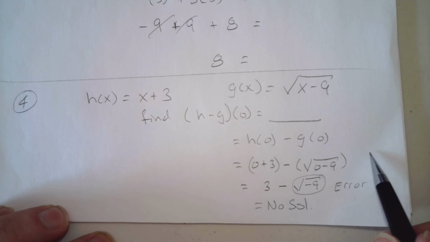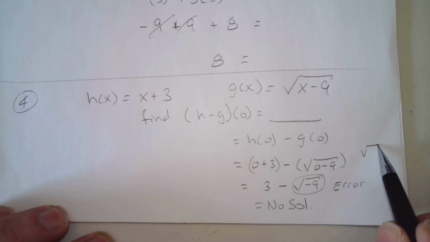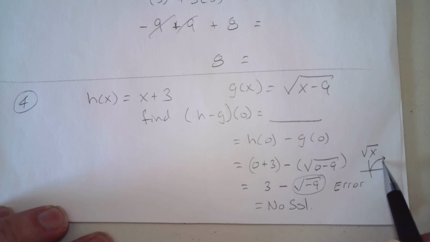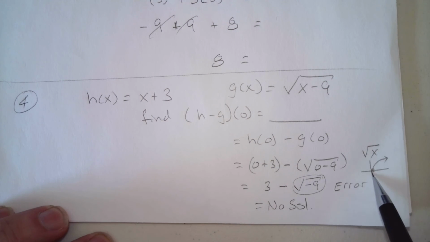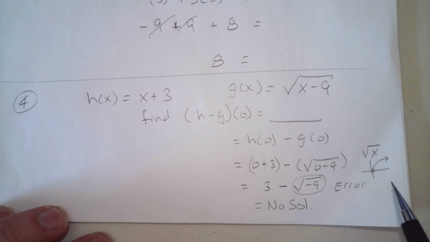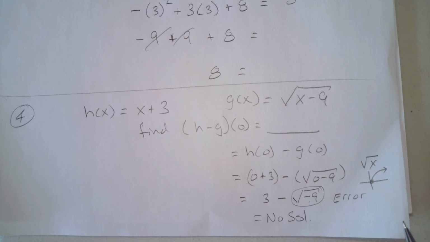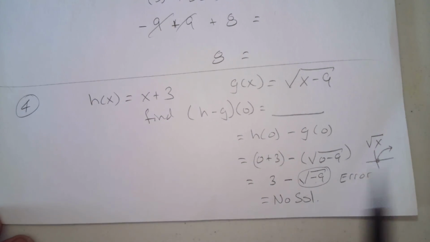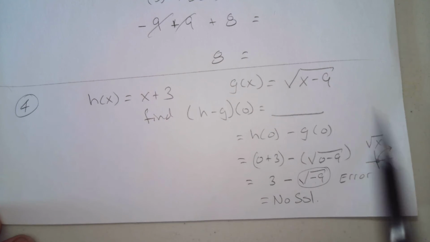Because if you remember from our chart earlier, the square root function, the graph of which looks like this, the smallest it could be is 0. It can never be negative. This is negative, so it doesn't exist. Because 0 is not in the domain of our function.